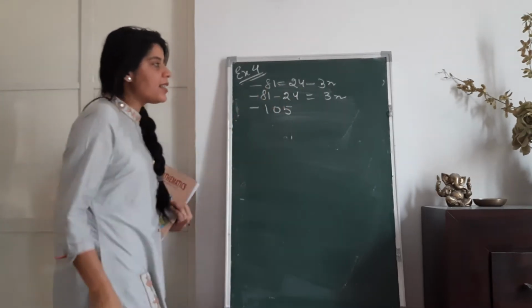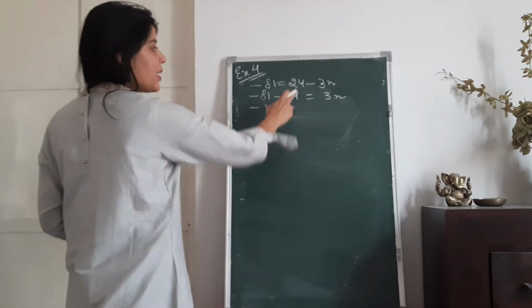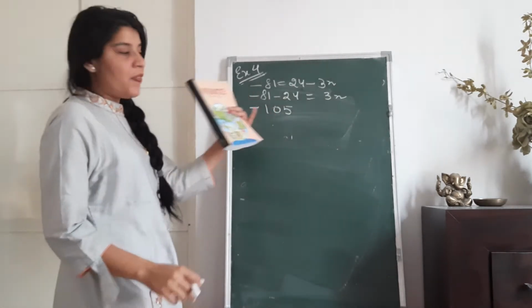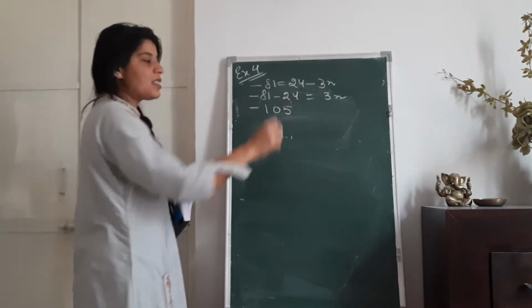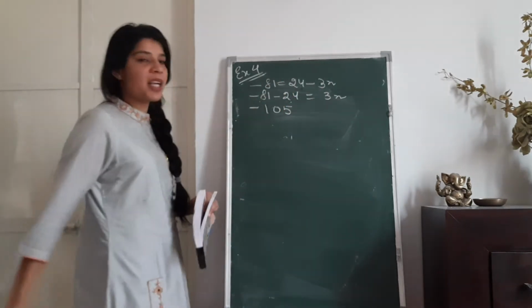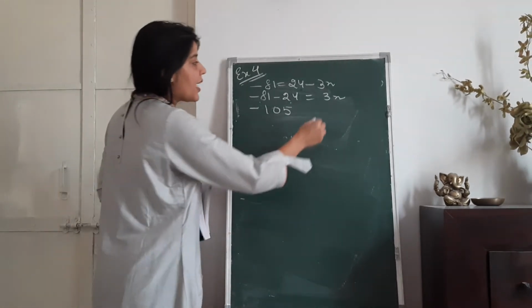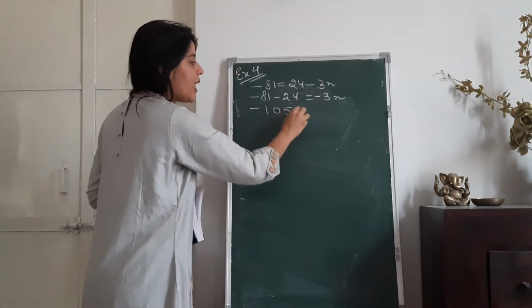Why am I adding this? And why is the minus sign here? Because we are moving it to the left hand side, so the sign will change and this will become minus 24. Minus terms, both terms will add. That's why this will become minus 105 is equals to minus 3n.